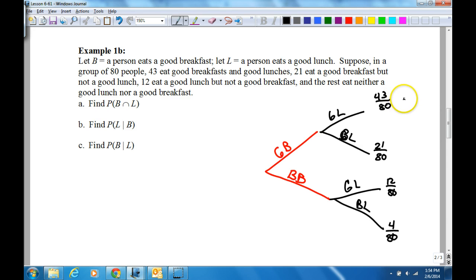So if you were actually to put that in your calculator, this should be a 0.54. This one would be a 0.26. This is a 0.15. And this is a 0.05. So it says find the probability you have a good breakfast and a good lunch. What is that? 0.26. Nope. 0.54. Good breakfast, good lunch.